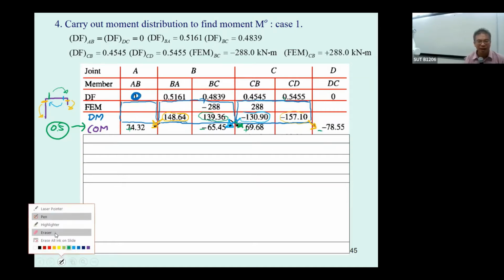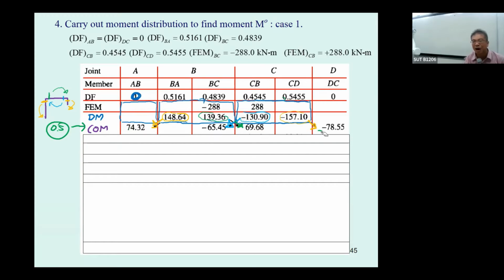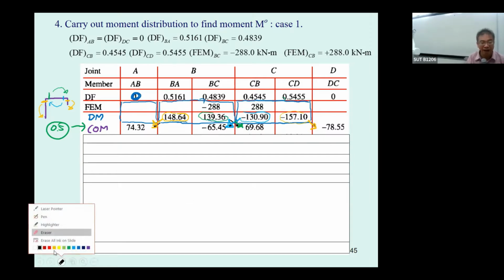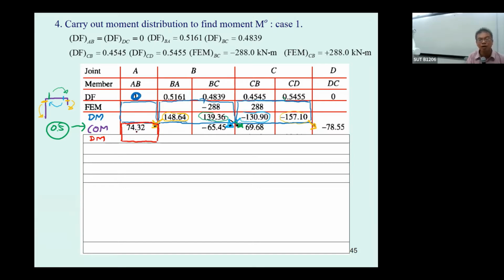Let me illustrate this a little bit to make it clearer, pointing out the signs you are supposed to take care of. And then we do what? We do another distributed moment. We distribute the moment again. We know this one requires minus 74.32, but this one has a fixed end, so you multiply by 0. This is 0, so the moment is taken off.